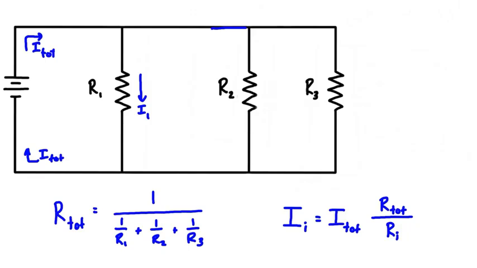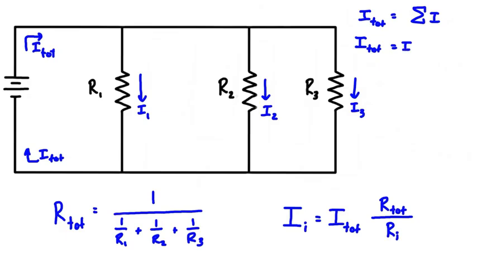Same thing here, the amount that flowed out of the previous junction has to come here and then be split again, and the amount that comes down here we'll call I2, and the amount that comes through this branch we'll call I3. Now you might remember from previous videos that in a circuit like this, the total current is just equal to the sum of all of the currents in the different branches. We could rewrite that in this case as I tot is equal to I1 plus I2 plus I3.